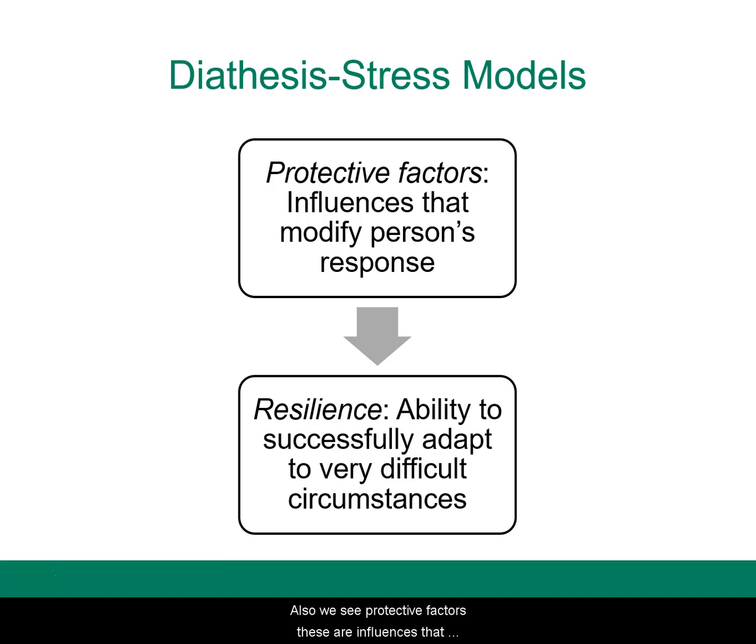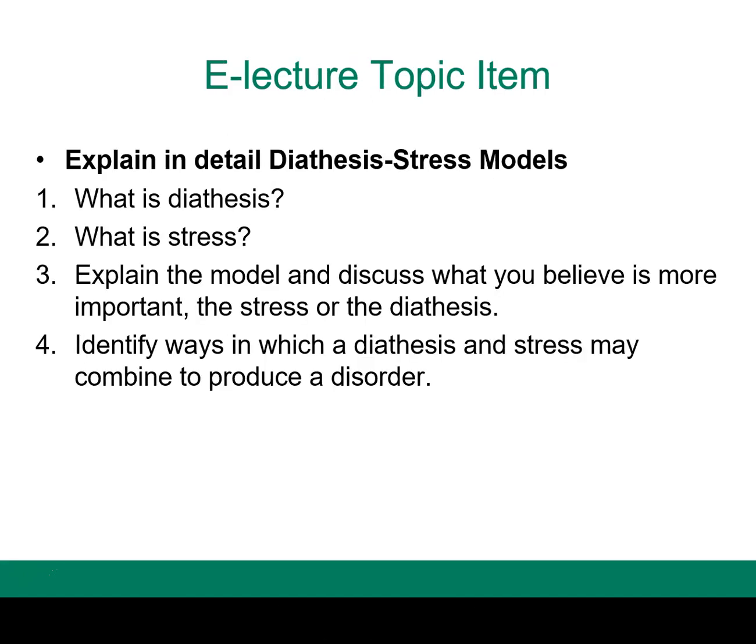Also, we see protective factors. These are influences that modify the person's response. So again, we have a very high level of stress in the individual. We have a very high level of vulnerability, but they don't become clinically depressed. Maybe they have these protective factors. Maybe they have a lot of resilience, right? Or the ability to successfully adapt to very difficult circumstances. And we probably all know somebody who's like this.